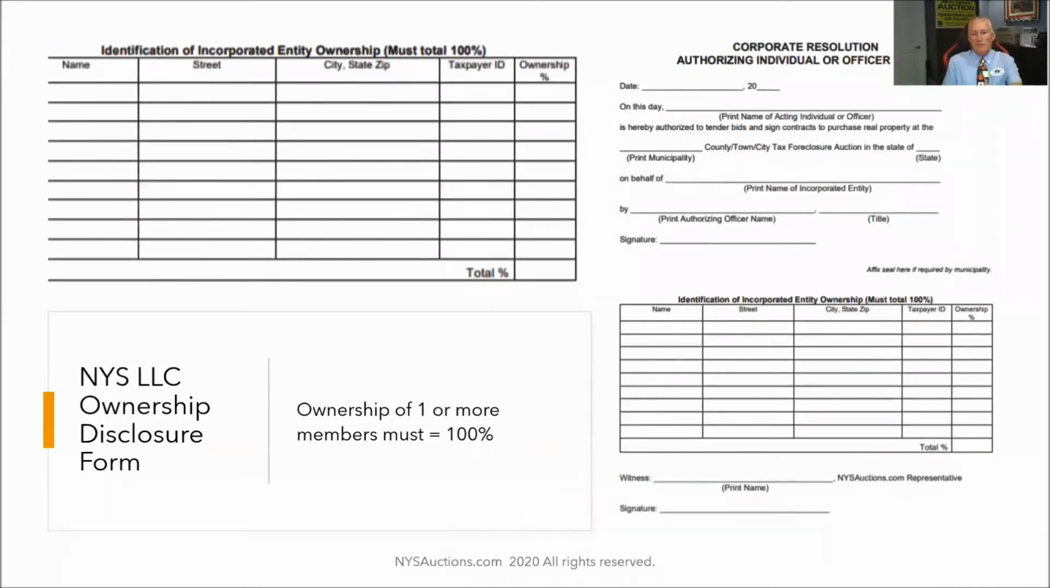Let's take a closer look here. This is that New York State ownership disclosure form. It's very simple. There's some information that'll be filled in at the top. We have this form on our website. You can download it and fill it in.